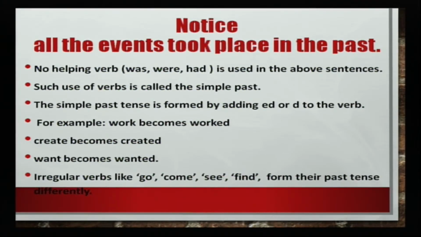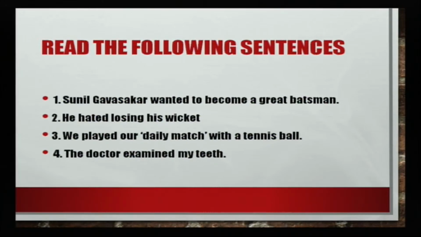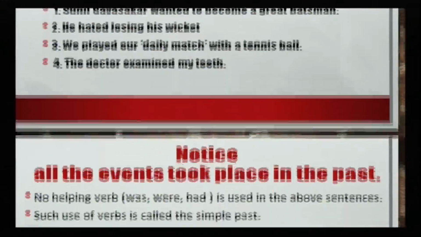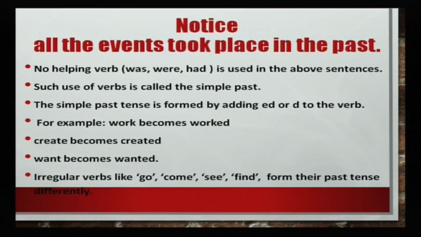Now, what are the things that you have to notice in those sentences? Have a look at them again. What do you notice? There are no helping verbs. Now, some of you may ask me, what are helping verbs? Was, were, had, is, am, are. Now, these verbs are not being used here, and when they are not used, such use of verbs is called the simple past. All that we have done is we are using the second form of the verb.